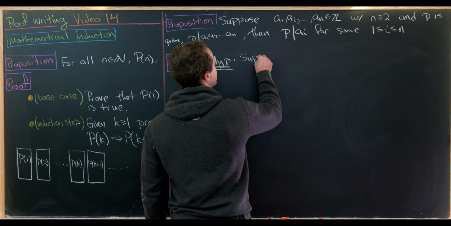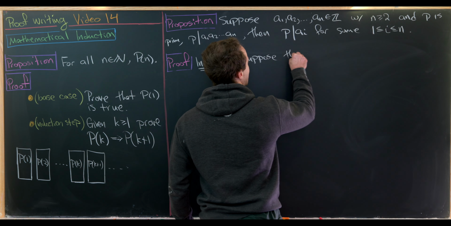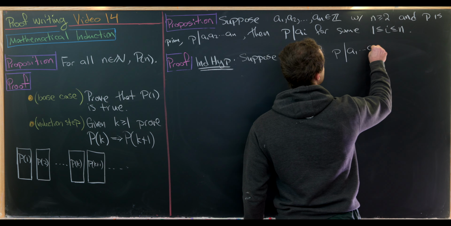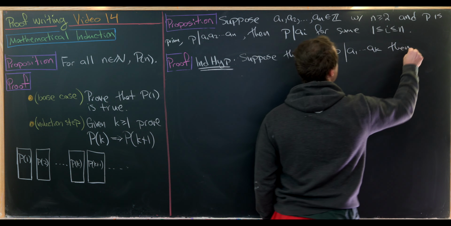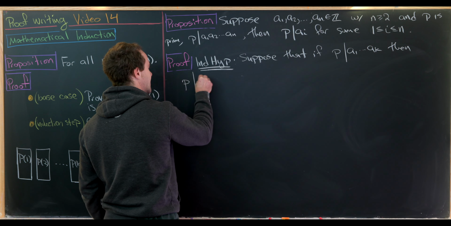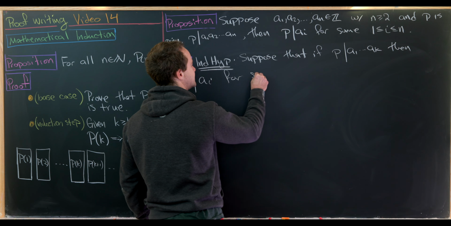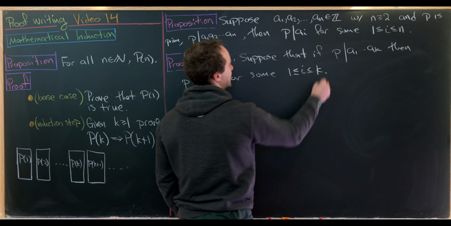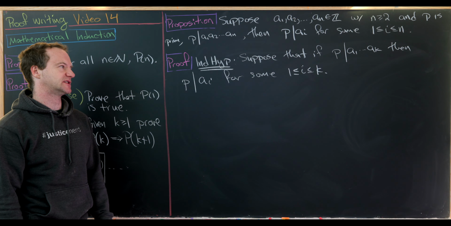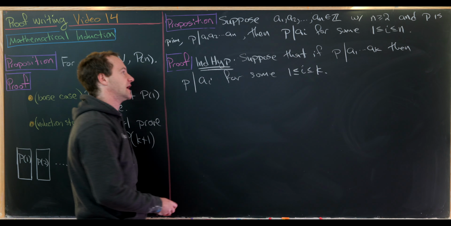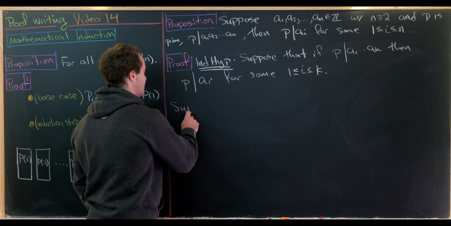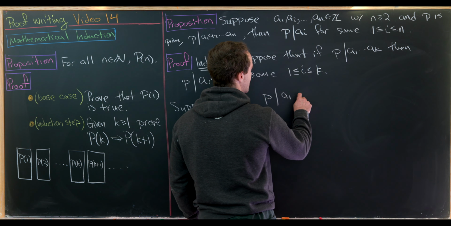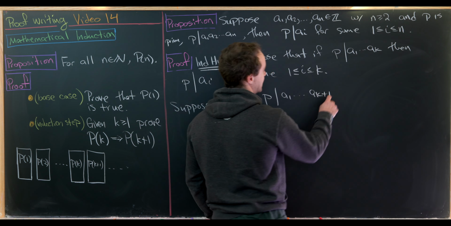So let's suppose that if P divides A1 up to AK, then P divides AI for some I between 1 and K. So we're supposing that a conditional statement is true, so that's important. Okay, so now let's suppose that P divides A1 up to AK plus 1.